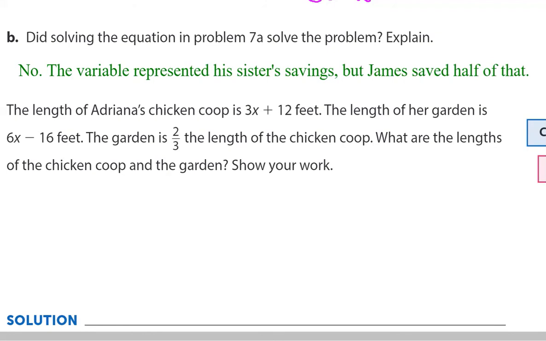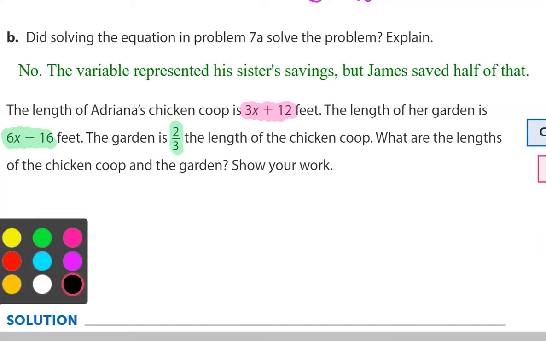Last problem we're doing together today. The length of Adriana's chicken coop is 3x plus 12 feet. The length of her garden is 6x minus 16 feet. And her garden is 2/3 the length of the chicken coop. So what are their lengths?